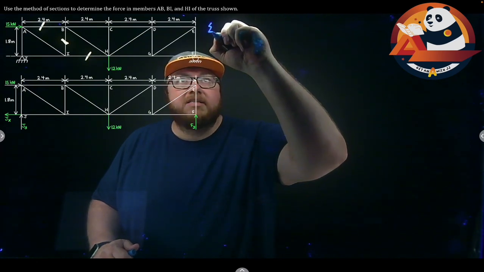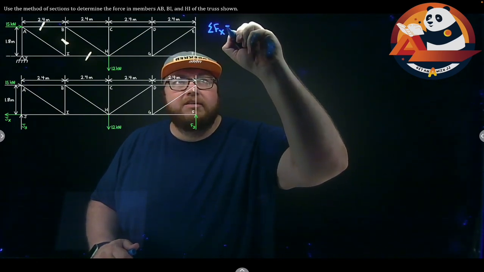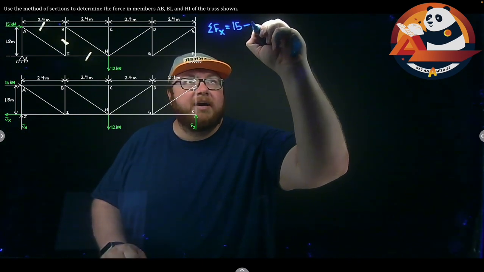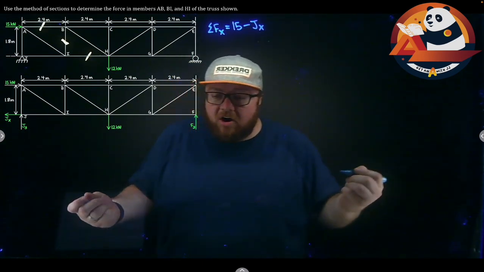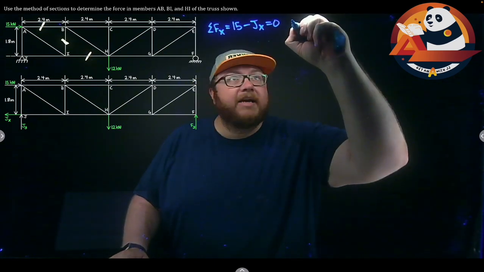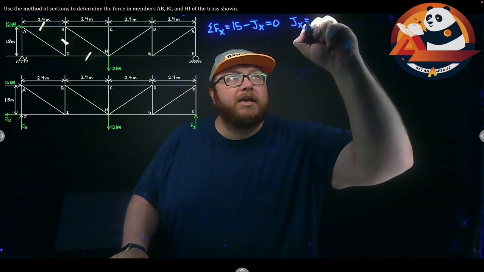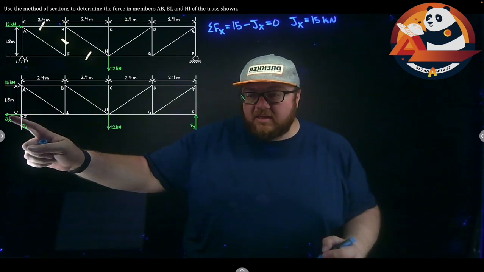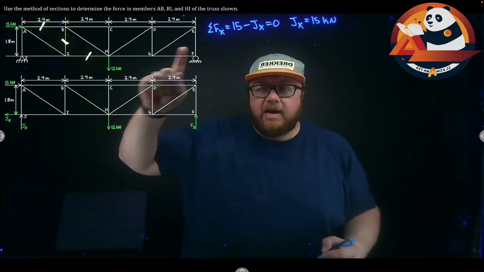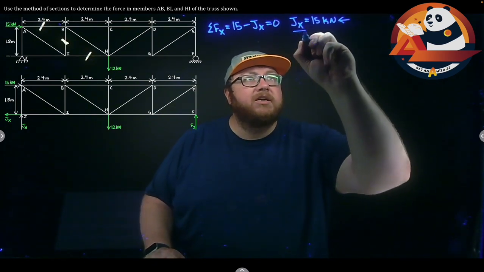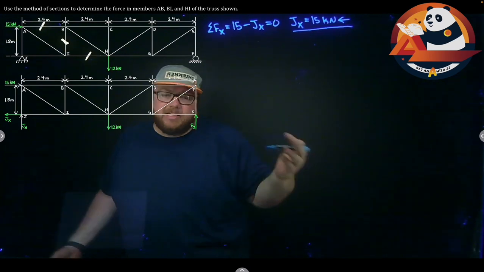I can start and say, let's sum my forces in the X direction. That'll get me, well, I have 15 to the right at A, and I have JX going to the left at J, minus JX, and that's all of my X forces in here. This equals 0, which means JX is 15 kilonewtons. I assumed it went to the left before in my free body diagram. I get a positive number out from this, which means I assumed the correct direction. It is going to the left. It's not one of our answers, but we need that to be able to work through our problem.